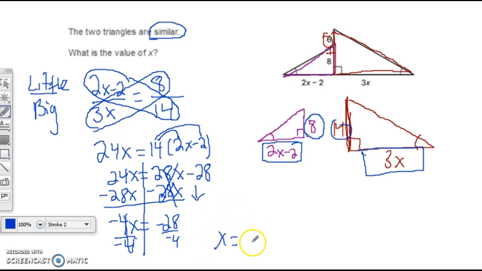And 28 divided by 4 is 7. And let's just make sure we answer the question. The question says, what is the value of x? So x equals 7.